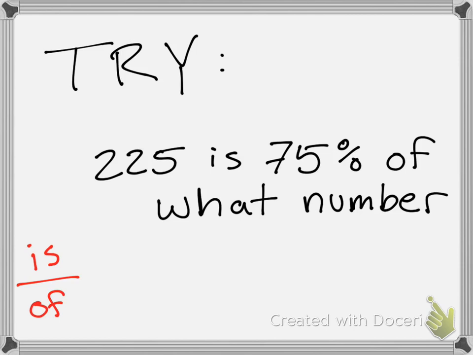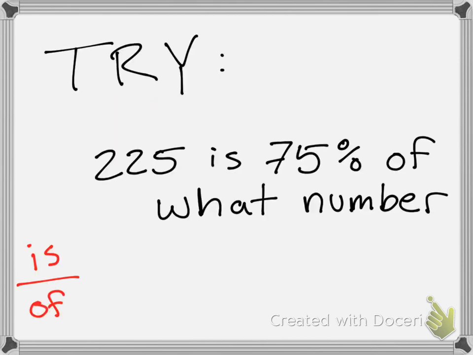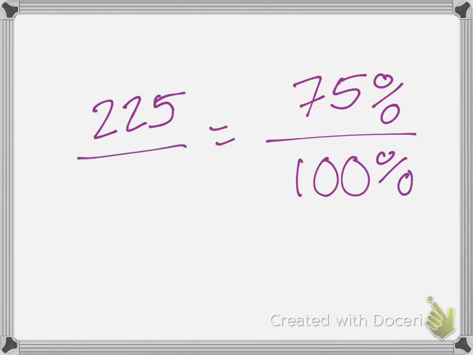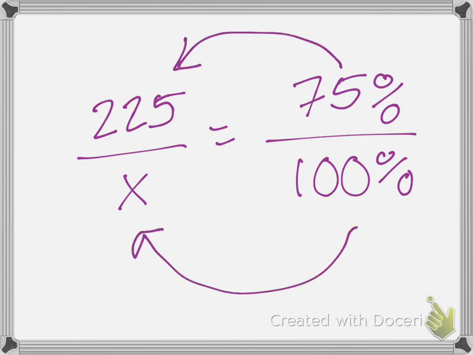That's less than 100. So if 75 is less than 100, our number is going to be bigger than 225. Because of that, our end number has to be bigger than 225. So let's do this together. Ready? 225 is 75% over the 100% of what number?